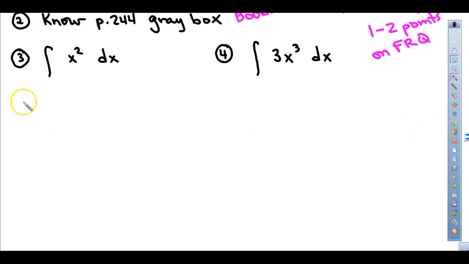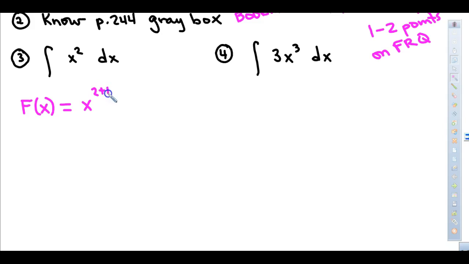Capital F of x. I don't know why your book likes to use capital F of x. I won't be picky over that, okay? But it's really just f of x, okay? But capital F of x is your antiderivative. In other words, it's just f of x, and this is f prime, okay? So capital F of x is x to the second power, okay?